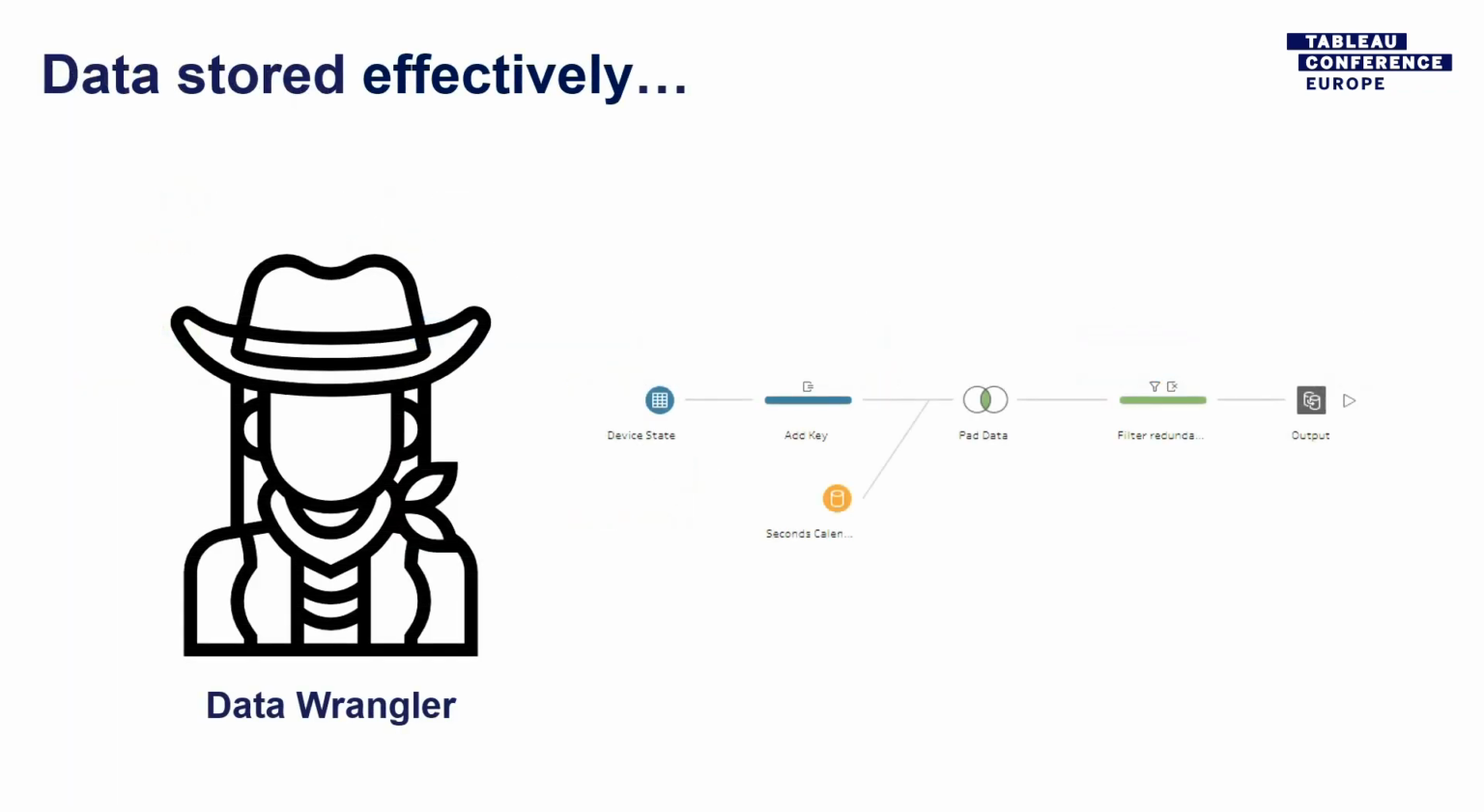So suppose our data wrangler did that behind the scenes. She's pretty smart. She came to TC. She came to this session. She took that lesson away and did it. And she did the same thing. So she padded out the data and then filtered out the redundant records. Let's take a look at what happens.